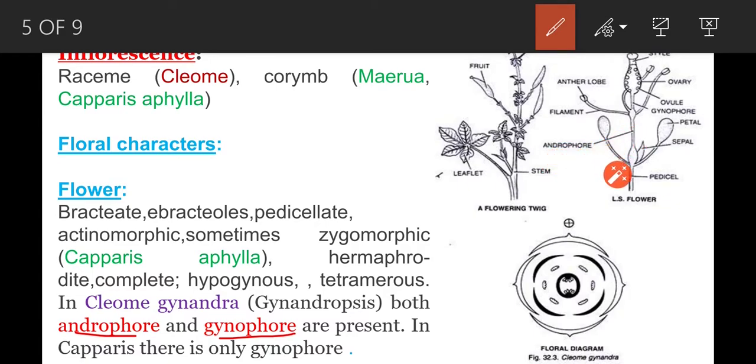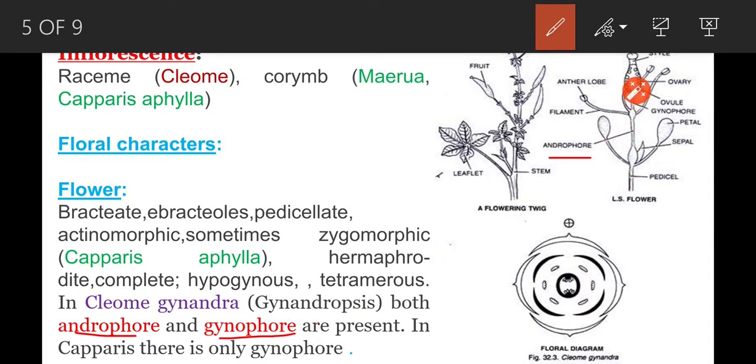Once again I am repeating. In between the calyx and androecium, these are petals. Actually, these are petals. In between the corolla and androecium, there is a stalk-like or disc-like structure. It is called androphore.